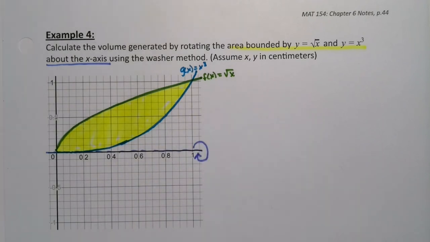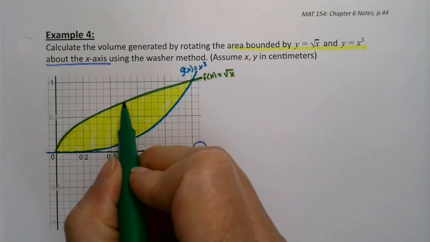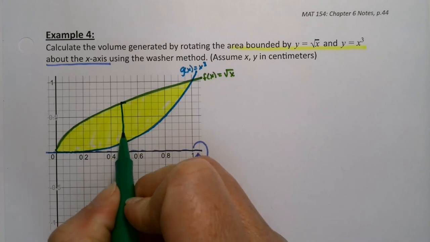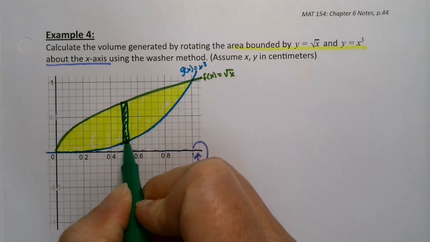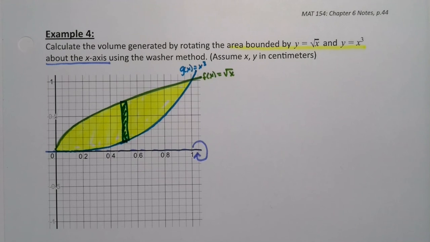And I say using the washer method, but honestly, that's all you would know how to do at this point because you don't know the other method yet. So the washer method is definitely what we would use. So we need to come up with a rectangle inside this. So I'm just going to put it right here in the middle. Why not? So there's my approximating rectangle. Always have to draw those when I'm doing them by hand.